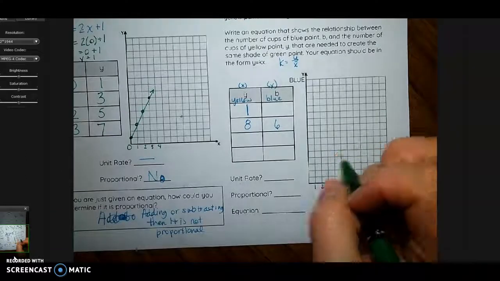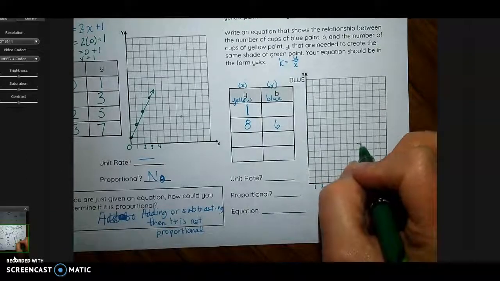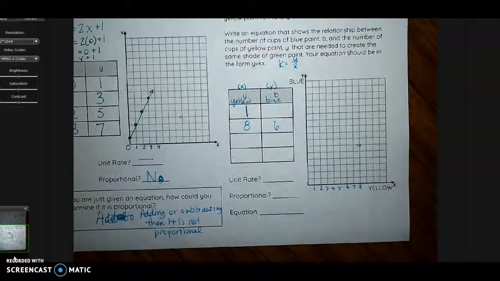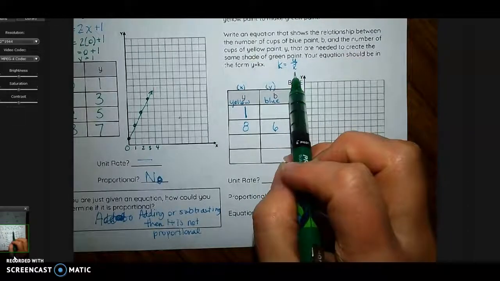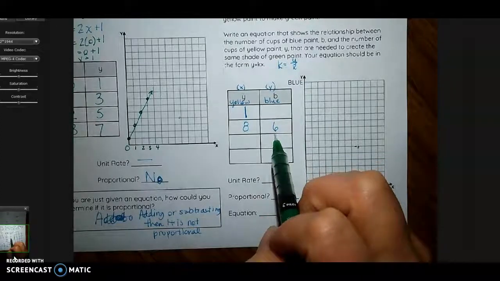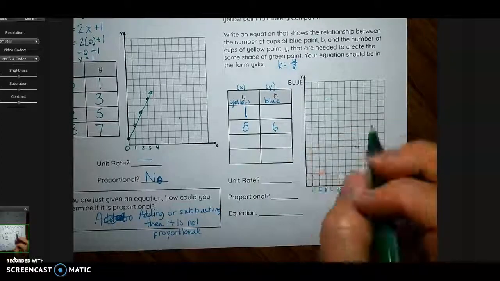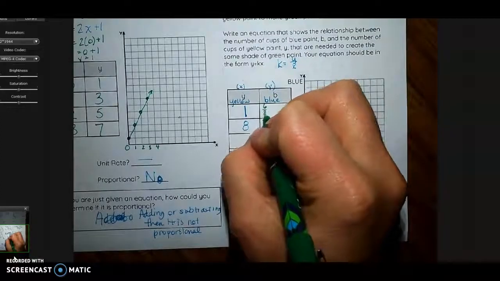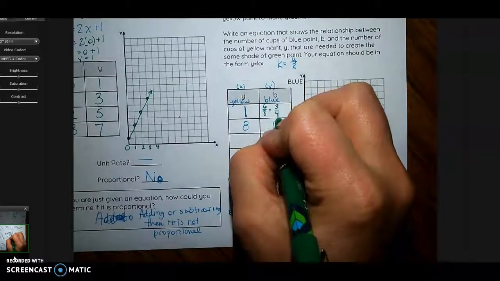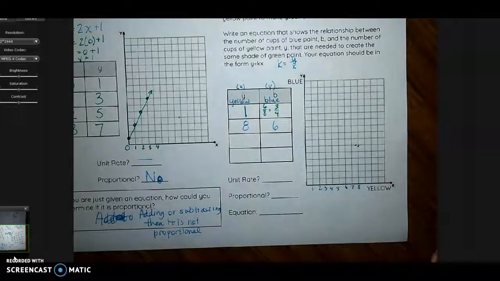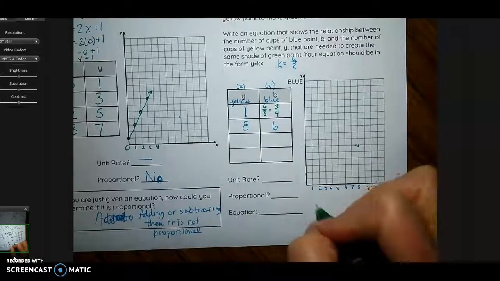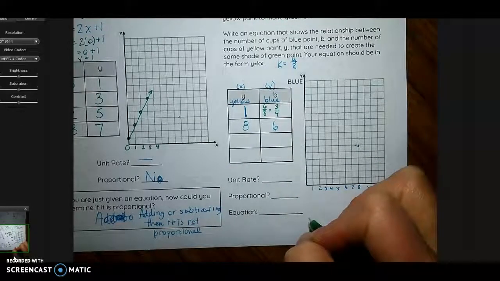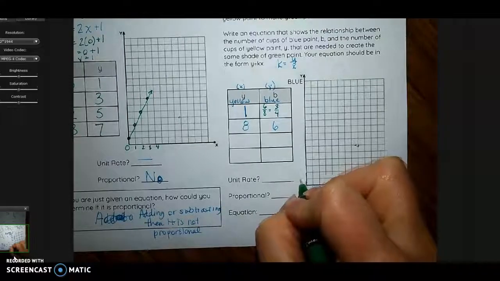All right, so I might need to pause this and kind of fill you in, but we're going to do Y divided by X, and so we're going to do 6 divided by 8. Well, 6 divided by 8 reduces down to 3/4. So that means that our unit rate is 3/4. So I don't have a whole cup of blue paint to 1 cup of yellow paint.